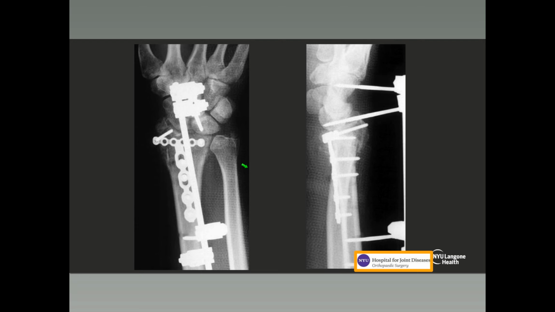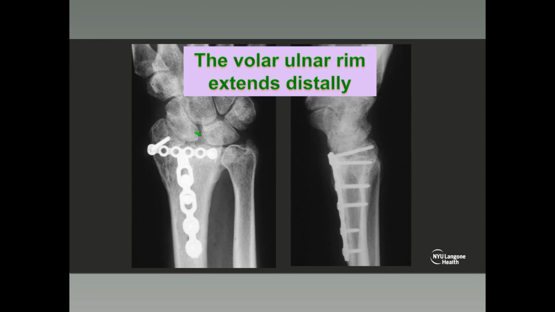Now, here's just what had to happen in that specific patient. That patient was revised to a more periarticular plate, which allows for more distal fixation. And not only that, it was felt to be so unstable, an external fixator was placed to really decrease the stress across that volar lunate facet fragment, allowing the fracture to heal in an aligned position. Now, again, the volar ulnar rim does extend distally, so it's very important to go as distal as possible.